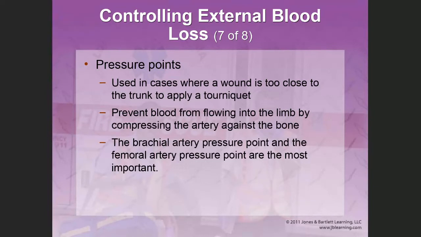Now, pressure points, we used to use pressure points back in the day. Not a big thing in EMS now, but we still can consider the use of pressure points. So pressure points is used in cases where a wound is too close to the trunk to apply a tourniquet. Prevent blood from flowing into the limb by compressing the artery against the bone. The brachial artery pressure point and the femoral artery pressure point are the most common.